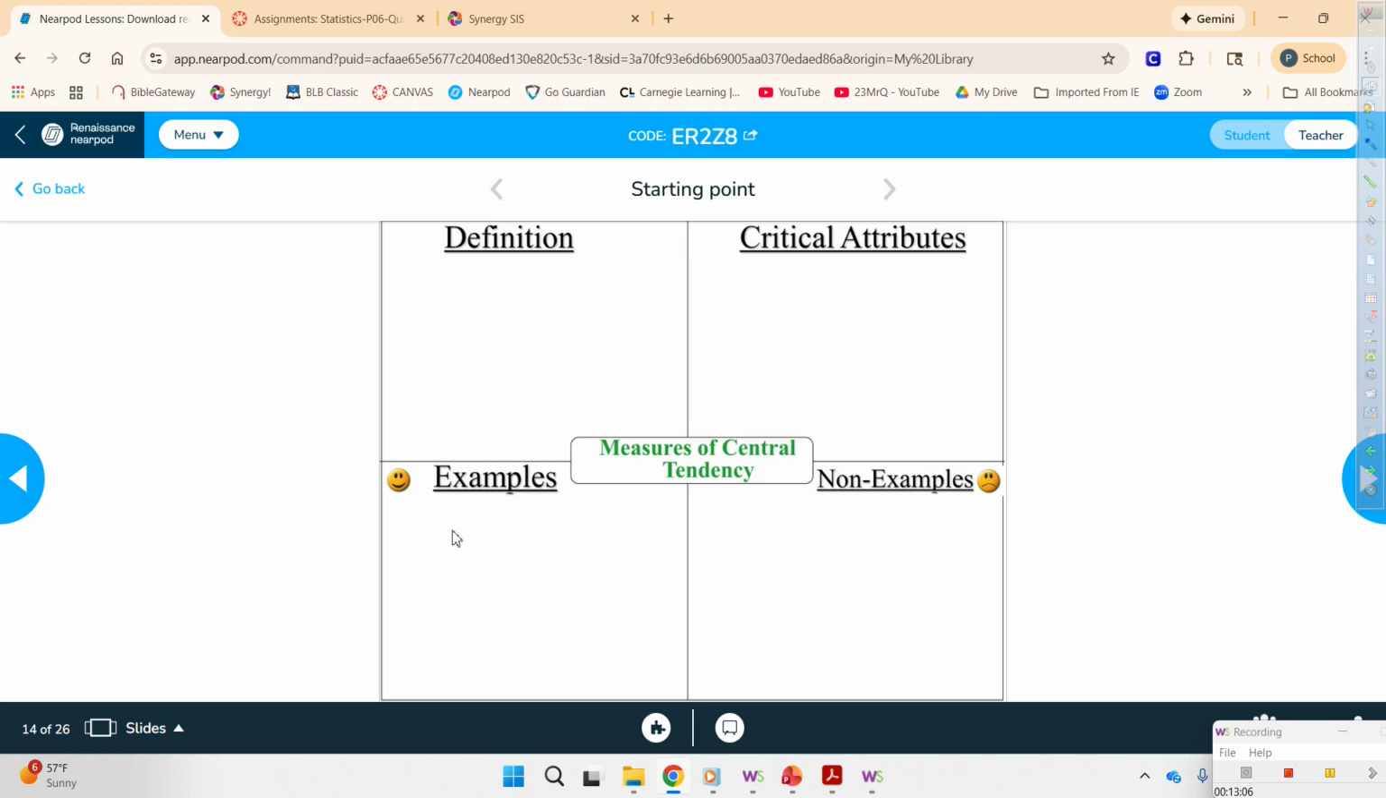Measures of central tendency. Tell your neighbor what the 3 measures of central tendency are, please. Write them in there, please.